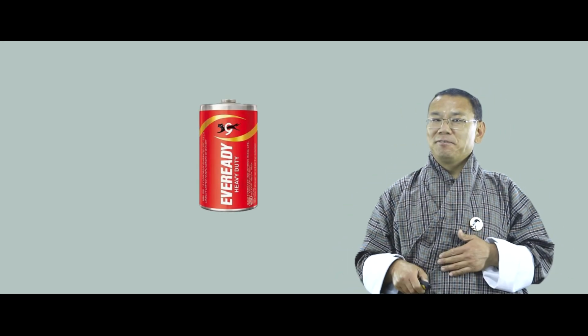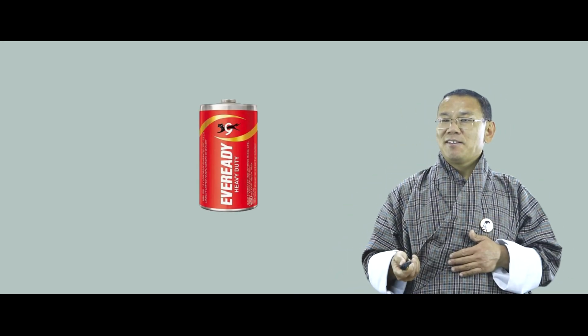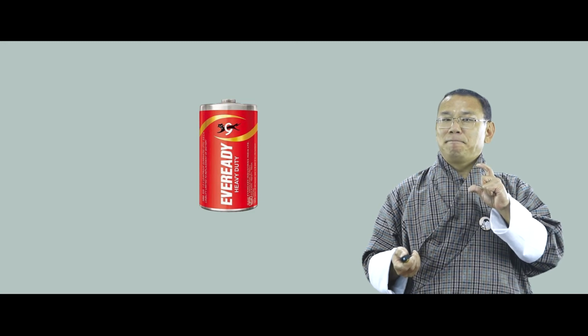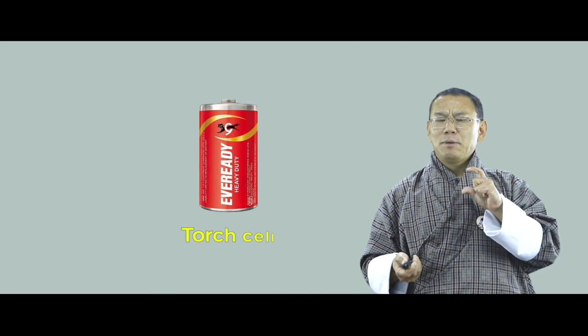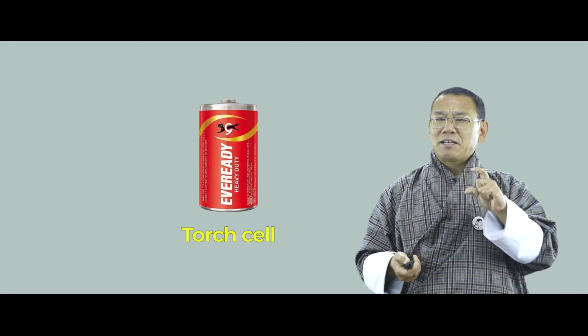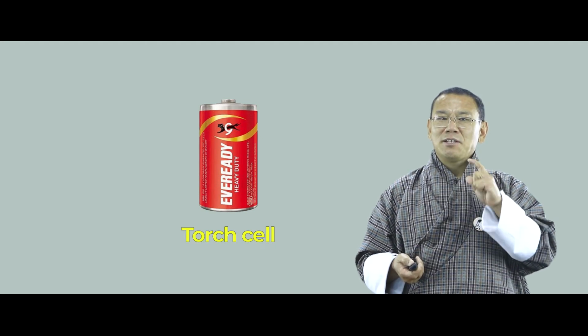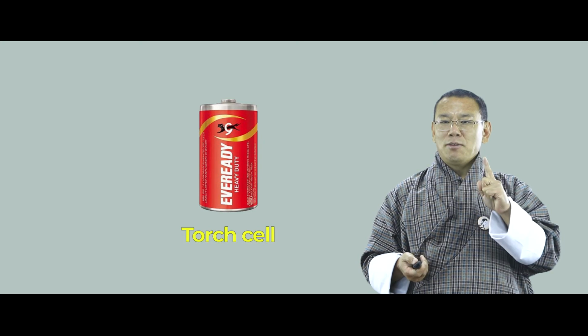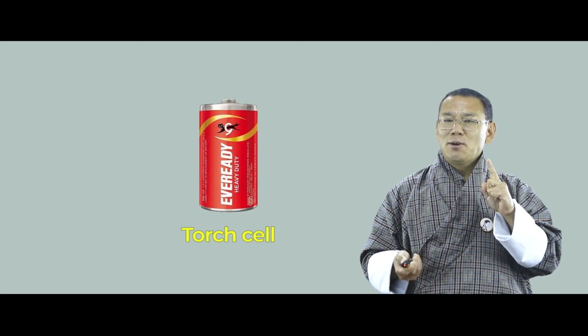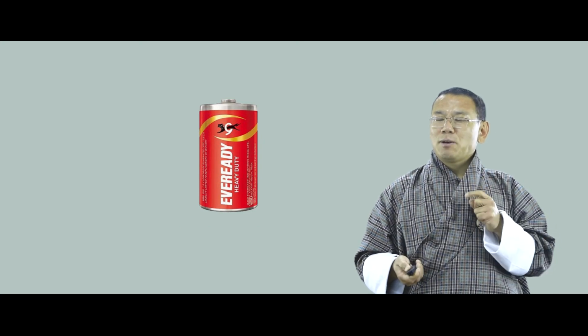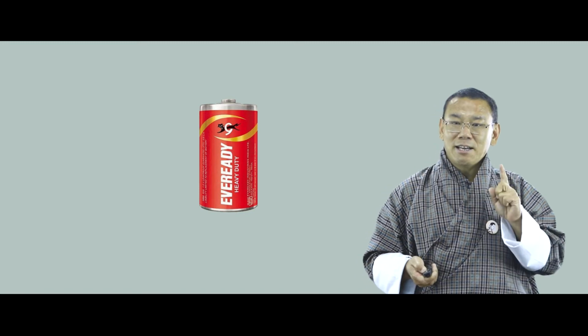Now, to make it a bit interesting, I would like to show you this picture. This picture is of a typical torch cell. People generally call it a battery, but technically it should be a cell because it's only one. If you have more than one, then it's called a battery. If it's just one, then we say torch cell. So the picture here shows a typical torch cell.